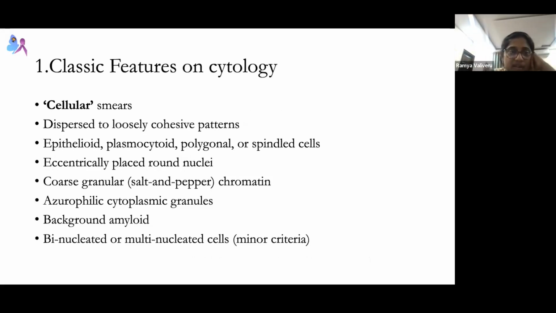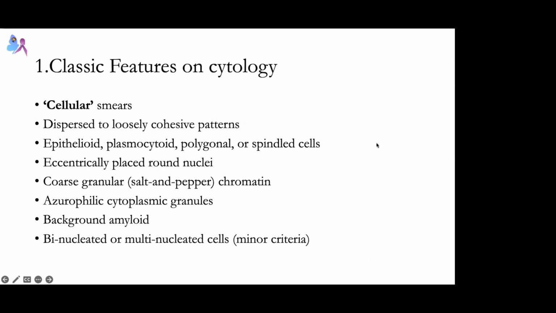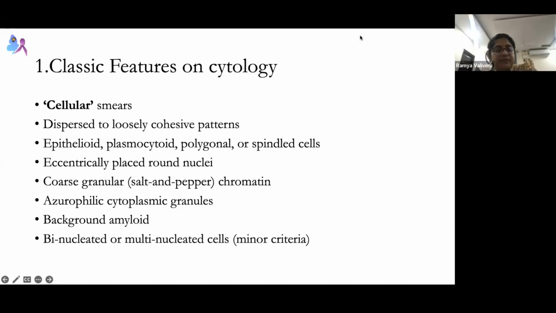Can anyone tell me what are the classic features of cytology in PTC? Ma'am, the nuclear features would be Orphan Annie nucleus with intranuclear pseudo-inclusions and nuclear grooving. Those are particularly characteristic for PTC. The cells would be arranged in papillae with fibrovascular core. Okay. Classic.